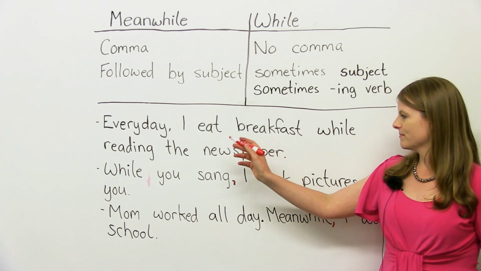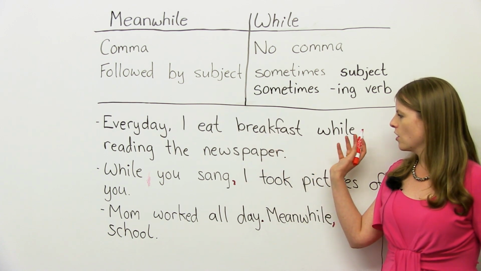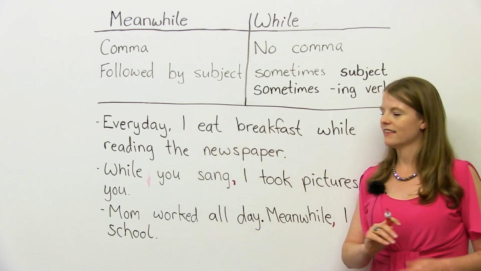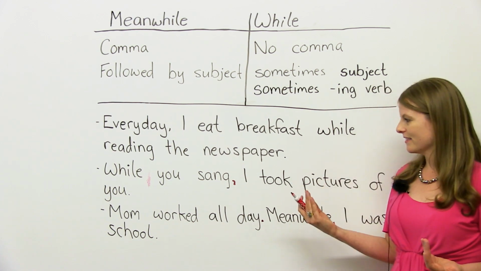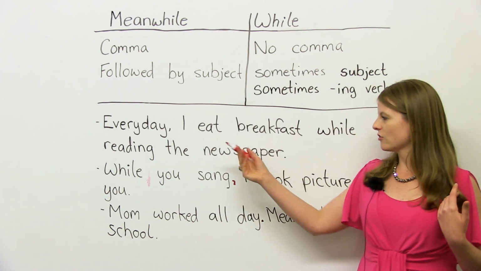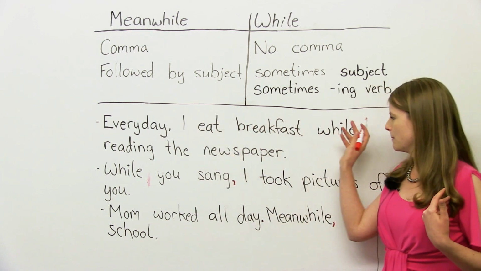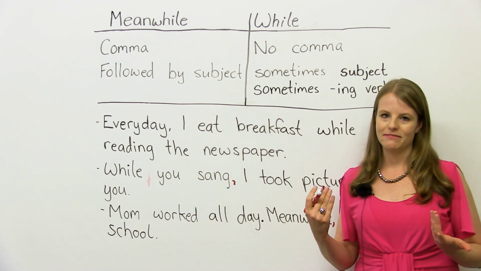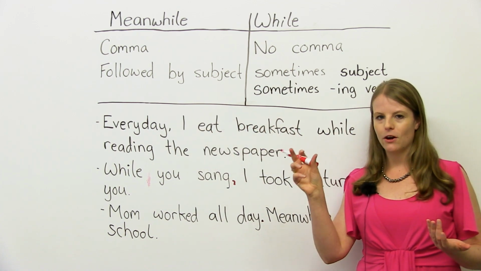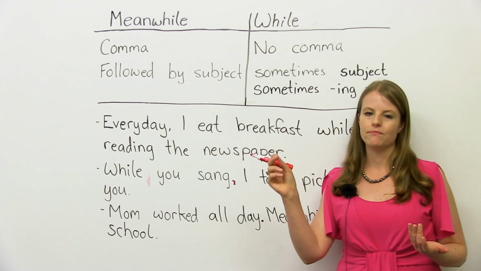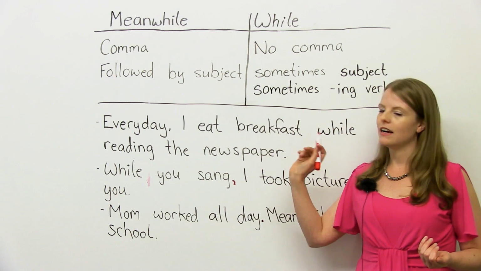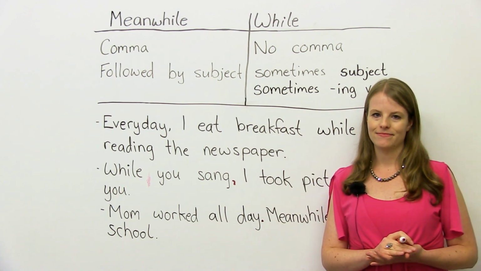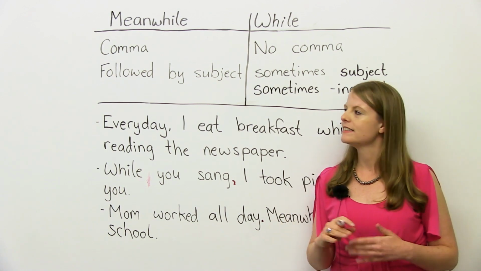Here's an example. Every day I eat breakfast while reading the newspaper. There's no subject. I know that it's talking about I. You don't have to repeat the I. So while can be followed by verb ing. I could also say, while reading the newspaper, I ate breakfast. Okay, so these are some more differences.